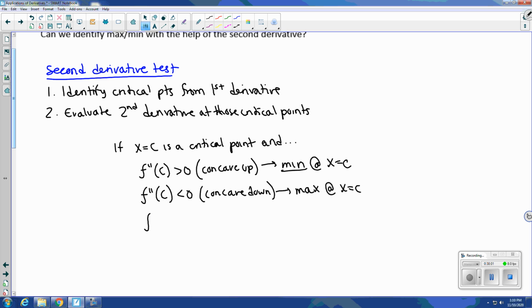And if it equals 0, well then, you have neither. In fact, you potentially have a point of inflection. So, greater than 0 implies concave up. If you already know that that is a critical point, that means you have a min. If you evaluate the second derivative and it's negative, you have concave down, and you just identified a max.